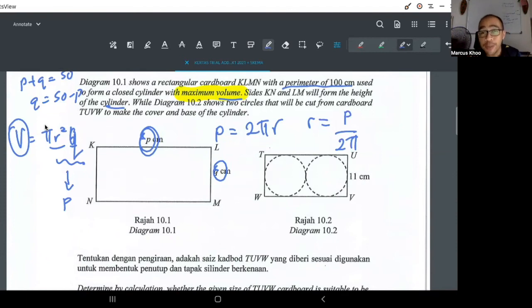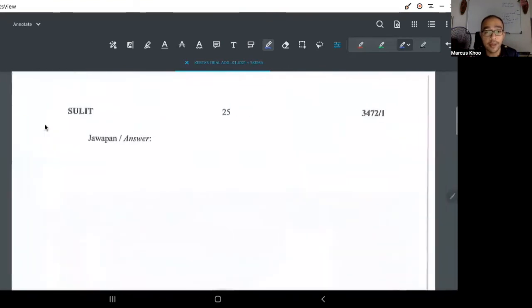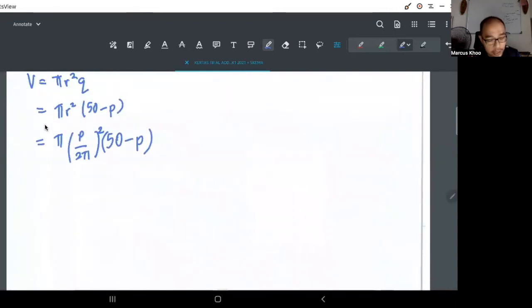So r equals P over 2 pi. Let me put this here: pi times (P over 2 pi) squared times (50 minus P). Now I can simplify this. I'll get P squared over 4, and then the pi will be down here, because this pi and pi squared cancel out, you just get pi. Times 50 minus P.